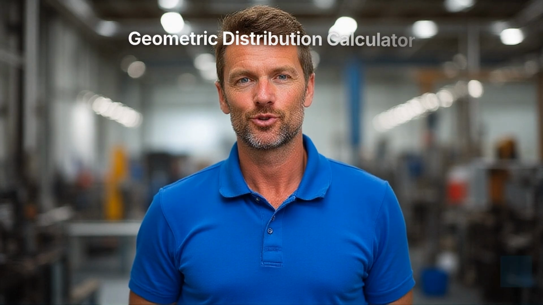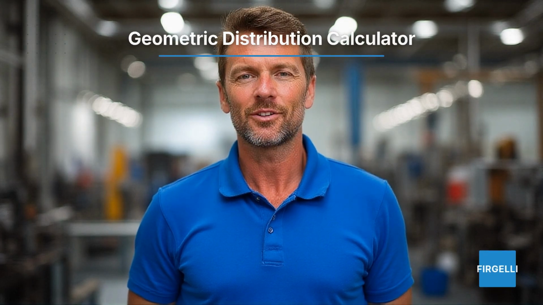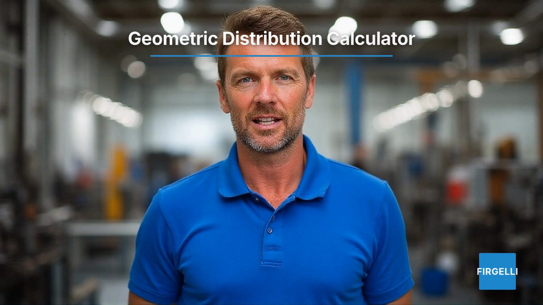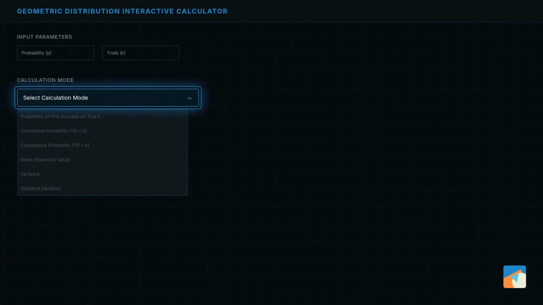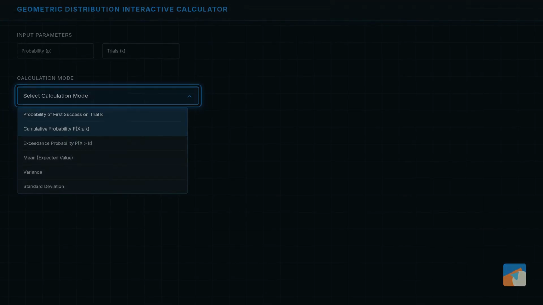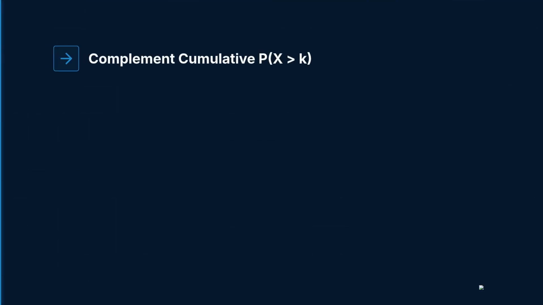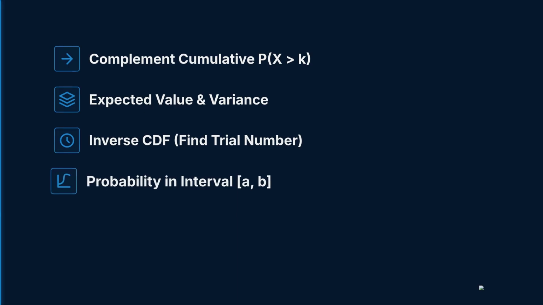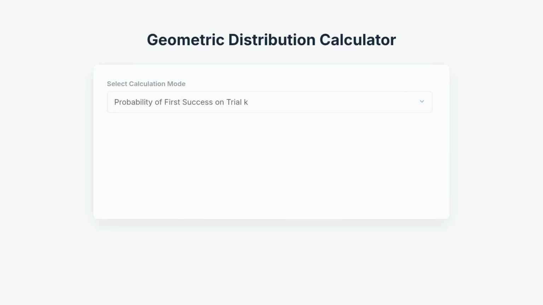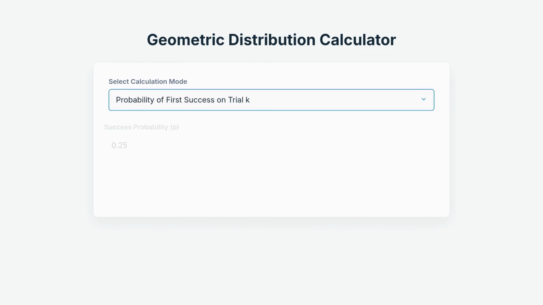This is the Geometric Distribution Interactive Calculator, which calculates probabilities for the number of trials needed until the first success occurs. The calculator has a drop-down menu called Select Calculation Mode with 6 options: probability of first success on trial K, cumulative probability P(X ≤ k), complement cumulative P(X > k), expected value and variance, find trial number for given cumulative probability, and probability in interval [A, B]. For this demonstration, I'll use probability of first success on trial K.